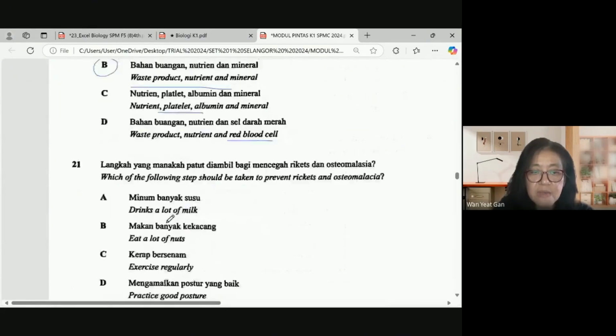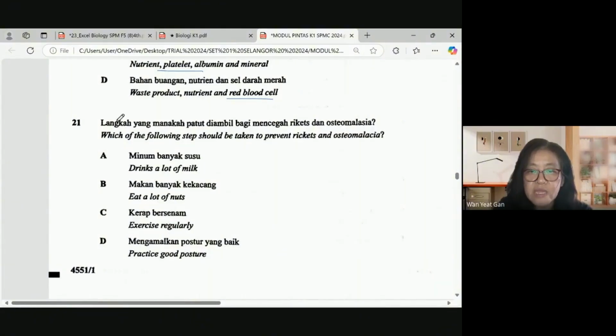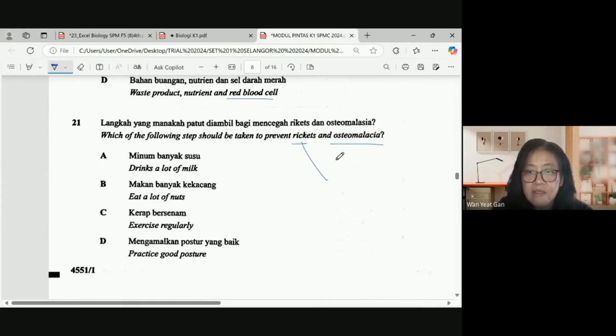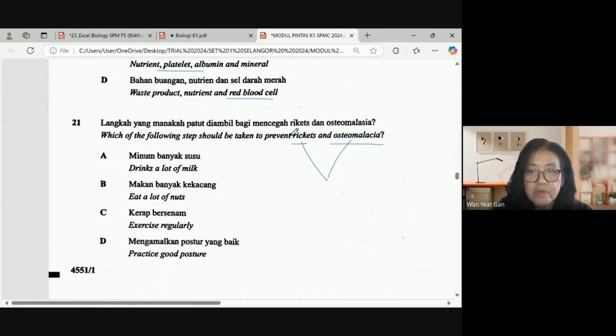So answer is B. Which of the following steps should be taken to prevent rickets and osteomalacia? Rickets and osteomalacia are caused by soft bone. Rickets are common among young children, and osteomalacia is common among pregnant women. So one way to overcome this is to drink a lot of milk, because milk contains a lot of phosphorus, calcium, and vitamin D, which helps in strengthening the bone. Okay, so answer is A.